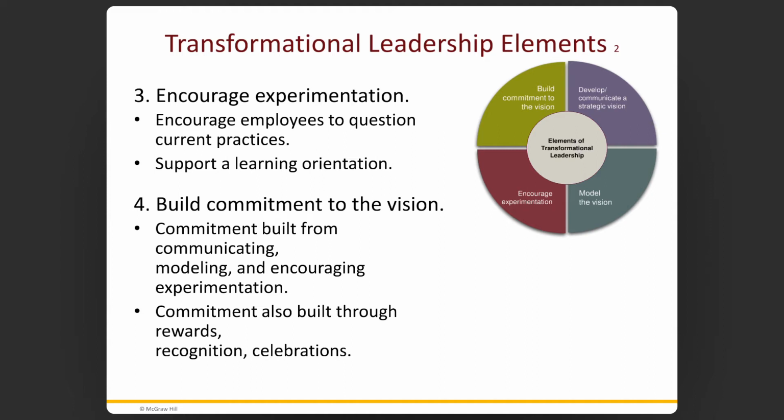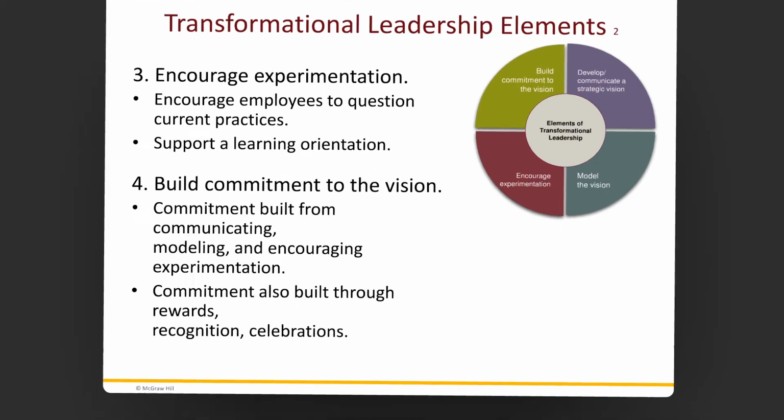And number four, he builds commitment to the vision, strengthening us through early elements. Through the notion of early elements, a transformative leader builds commitment. What do I mean by that? Communicating the vision builds enthusiasm. Modeling the vision builds trust and understanding. Encouraging experimentation builds ownership through involvement, and higher commitment also through rewards, recognition, celebrations, and so forth.